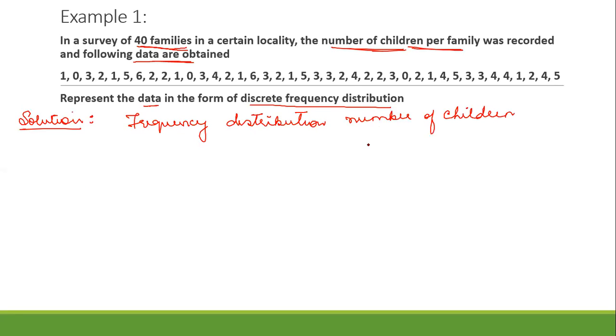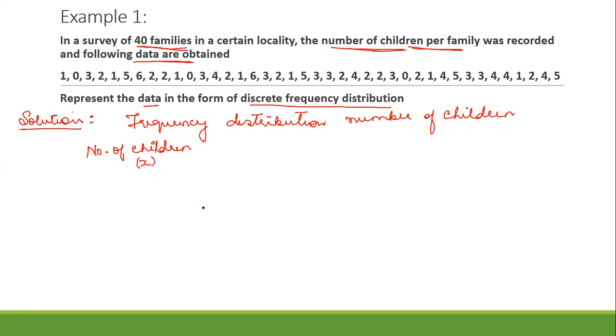Okay, so for the number of children, we will make the frequency distribution. Make 3 columns. I said we need 3 columns. First one, number of children. This is the variable, which we will note as x.